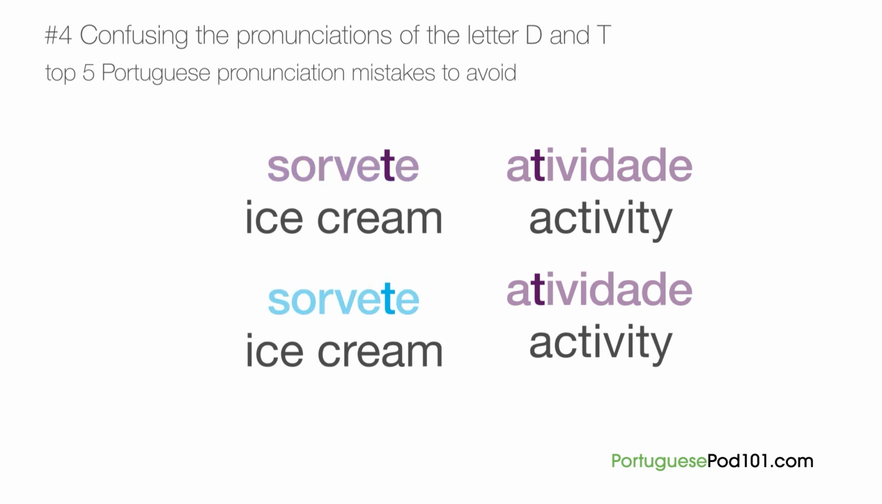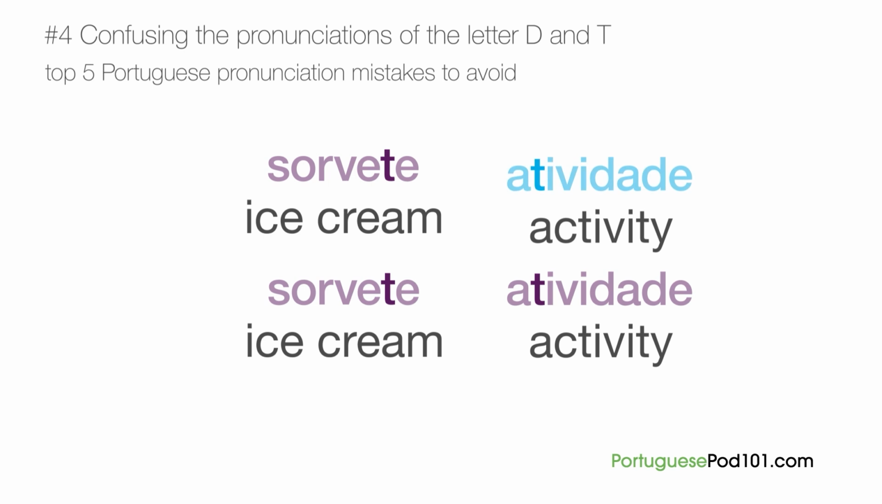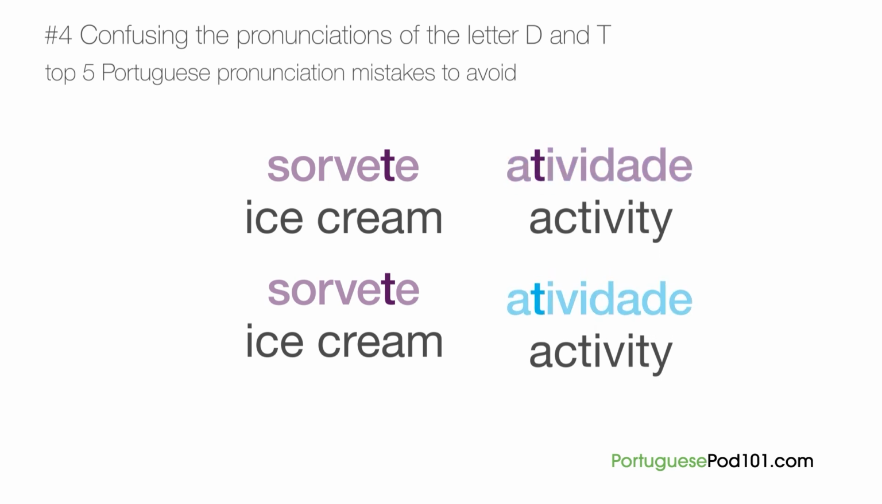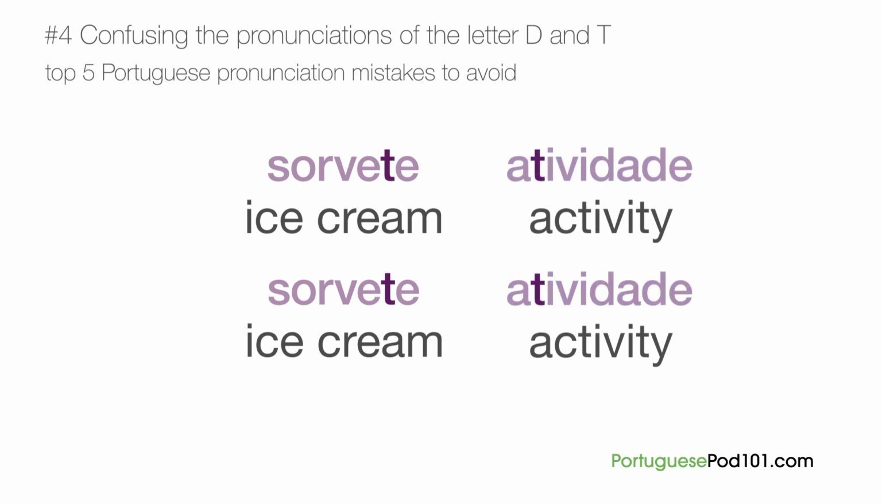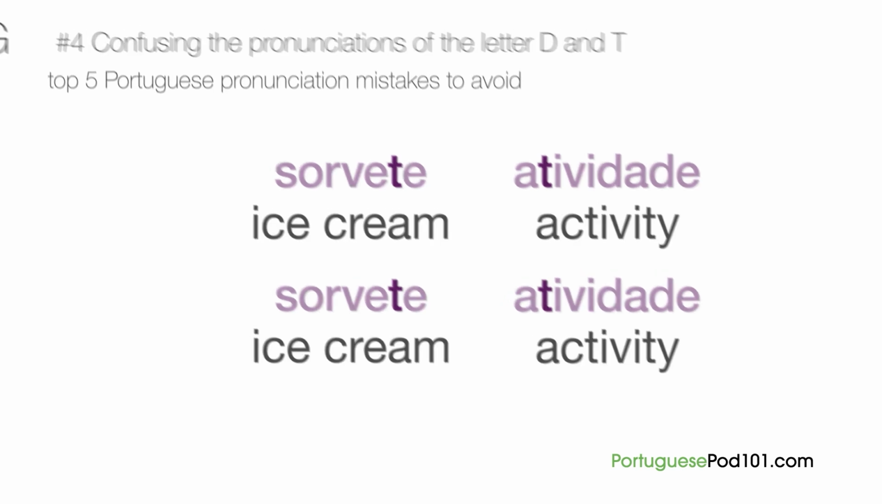Sorvete, sorvete. Atividade, atividade. The way you pronounce them varies based on the region you're visiting in Brazil. Don't worry about it too much, though, because they're just that, variations. Both pronunciations are correct, and you'll be understood regardless of which one you use.